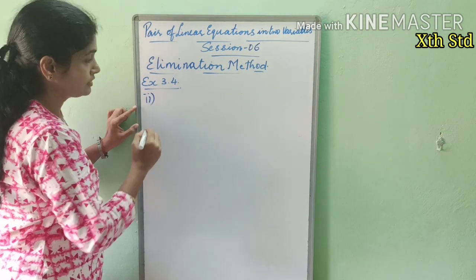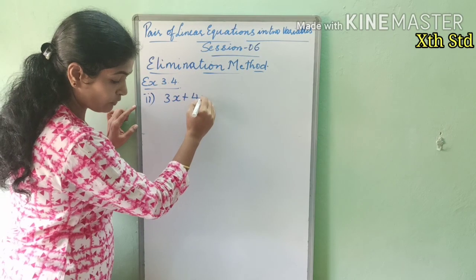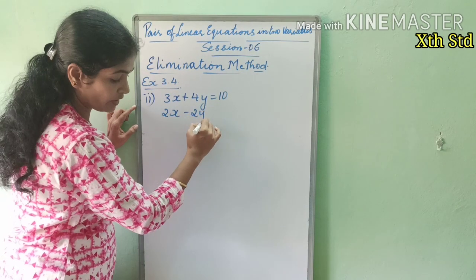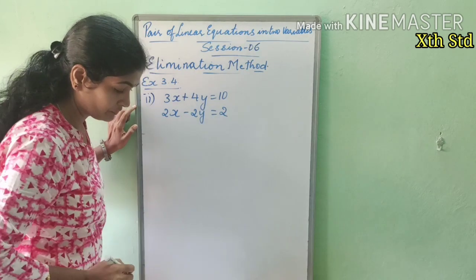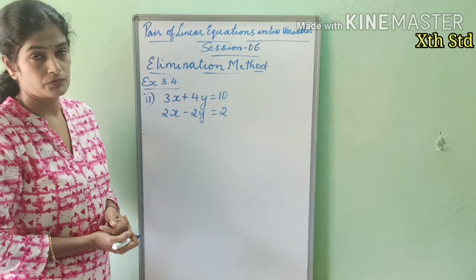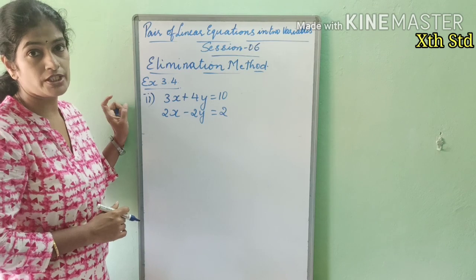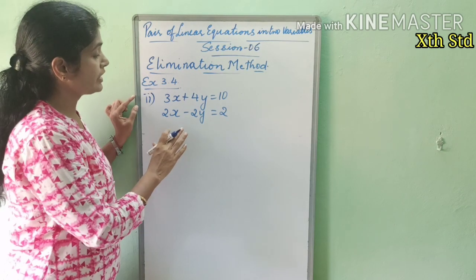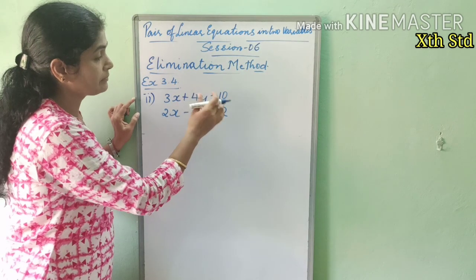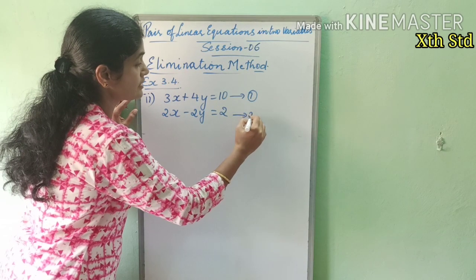The second part: the question is 3x plus 4y is equal to 10 and 2x minus 2y is equal to 2. Fine. Now let's try to eliminate this y. Okay. Now there are two ways of making the coefficients the same. One, the simplest way, is just to see the coefficients of x and y and cross multiply them to both the equations. This is equation 1 and this is equation 2.